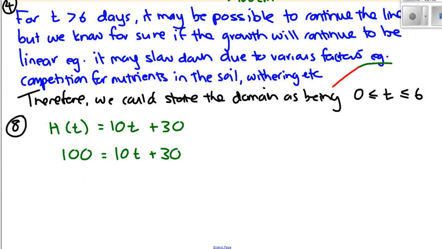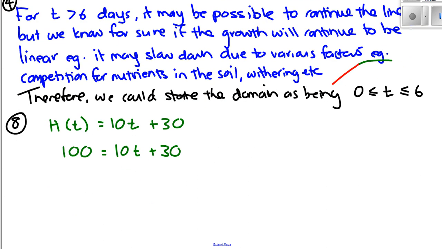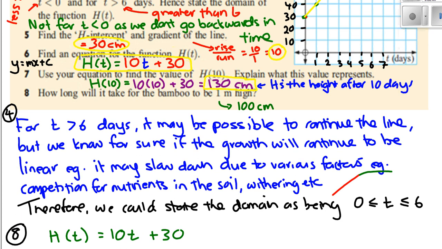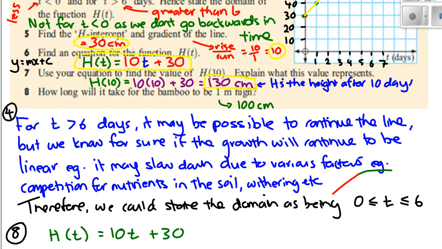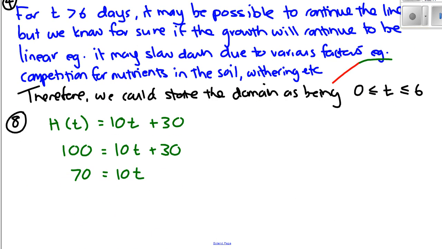So now we're going to solve. So what's 100 minus 30? 100 minus 30 is 70. So 70 equals 10t. Hang on, if I read this right. How long will it take for the bamboo to be 1 meter high? Oh yeah, okay, cool. And then 70 divided by 10 is 7. So it would take 7 days.